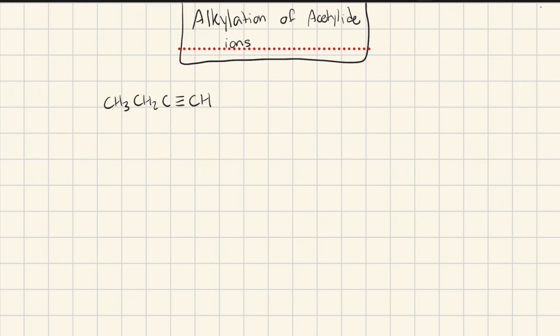In this video, we're going to look at the alkylation of acetylide ions. Alkynes are unique because our terminal alkynes are acidic, which means when we pull off that terminal hydrogen, we can turn the alkyne into a really strong nucleophile called the acetylide ion. This is one method of how we can extend carbon chains.